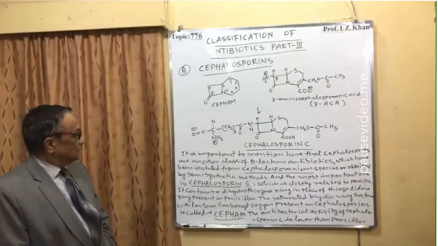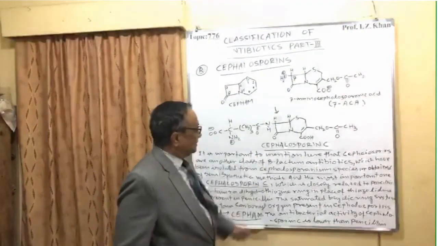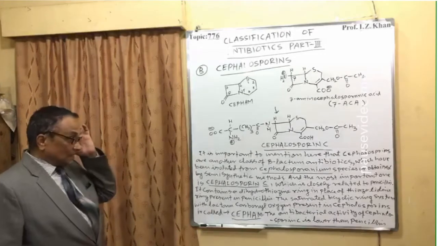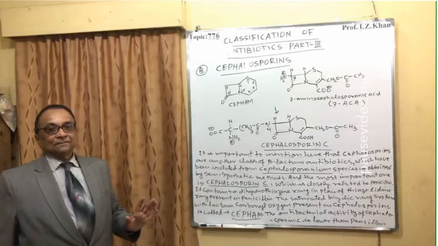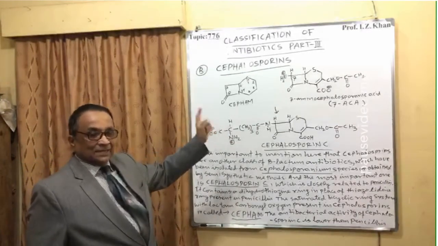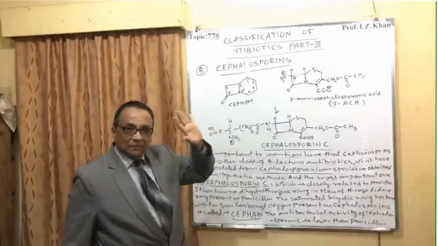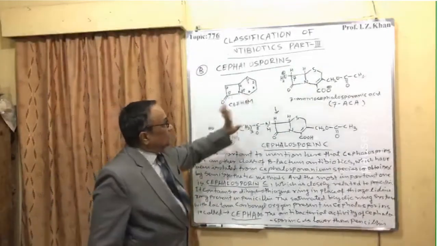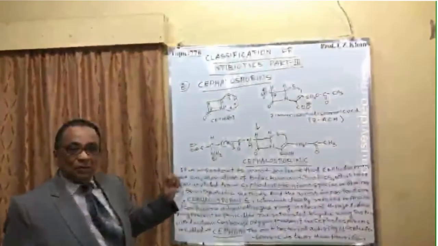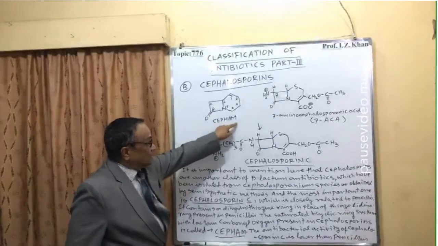It is important to mention here that the cephalosporins are another class of beta-lactam antibiotics. The only difference from penicillin is that this ring, which is 5-membered in penicillin, is 6-membered here, and this 6-membered ring condensed with the 4-membered nitrogen-containing lactam ring is called cepham, and cepham is the main nucleus.